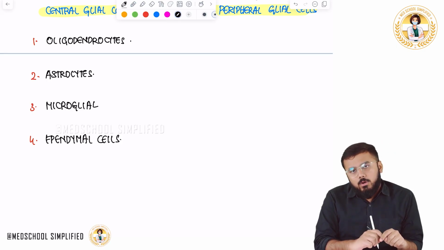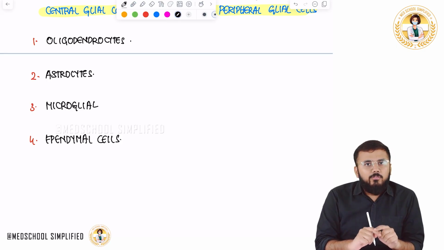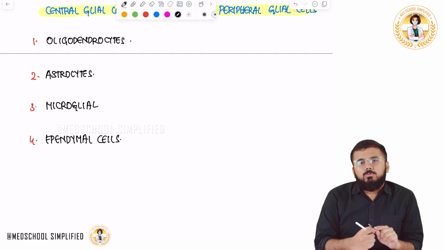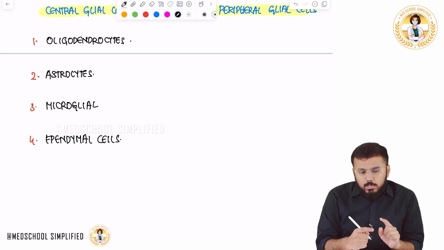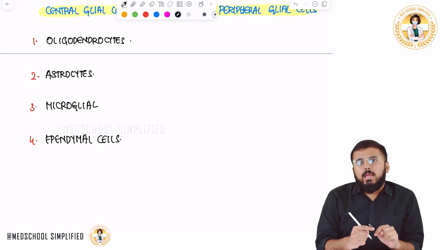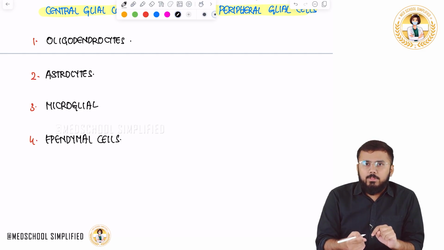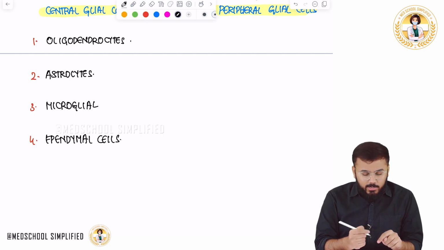You know what these ependymal cells are? You know we have ventricles. We have the first ventricle, second ventricle, and third ventricle. We have the diencephalon, where the third ventricle is present. Next we have the fourth ventricle. All these ventricles inside are lined by a ciliated epithelium, and this ciliated epithelium is called your ependymal cells. Okay, right.